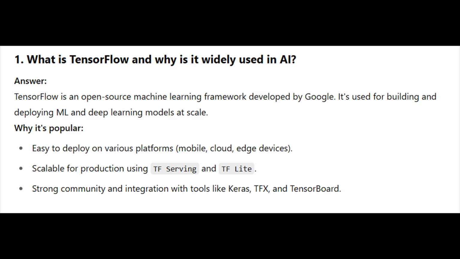1. What is TensorFlow and why is it widely used in AI? Answer. TensorFlow is an open-source machine learning framework developed by Google. It's used for building and deploying ML and deep learning models at scale. Why it's popular. Easy to deploy on various platforms: mobile, cloud, edge devices. Scalable for production using TF Serving and TF Lite. Strong community and integration with tools like Keras, TFX, and TensorBoard.